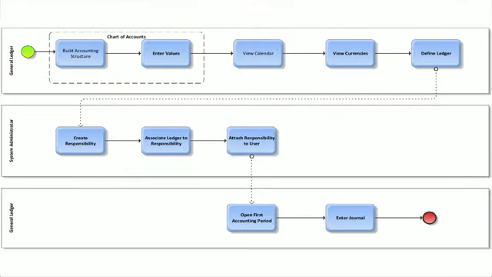In this demonstration, we're going to look at how to define a ledger in General Ledger, and we'll start off by building our chart of accounts, by building the accounting structure, and then we'll enter some values into the value sets that we've created, and then we'll view the current calendar, and we'll also view the currencies, and then we'll go on and define the ledger.